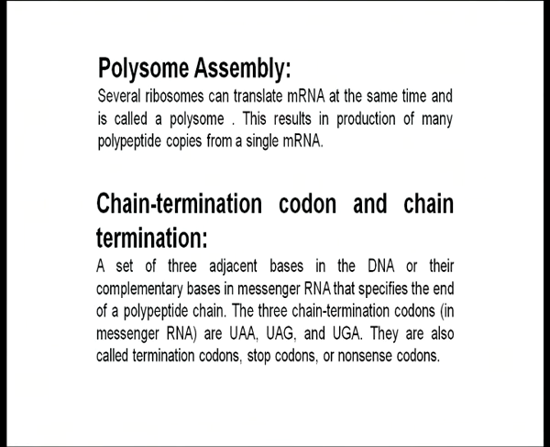The chain is terminated when a set of 3 adjacent bases in the DNA, or their complementary bases in messenger RNA, specifies the end of a polypeptide chain. The 3 chain terminator codons that we studied earlier, UAA, UAG and UGA, are also called the termination codons, stop codons or the nonsense codons. They help in the termination of the chain because they do not code for any amino acid. So, the polypeptide chain is complete once they encounter the nonsense codons.